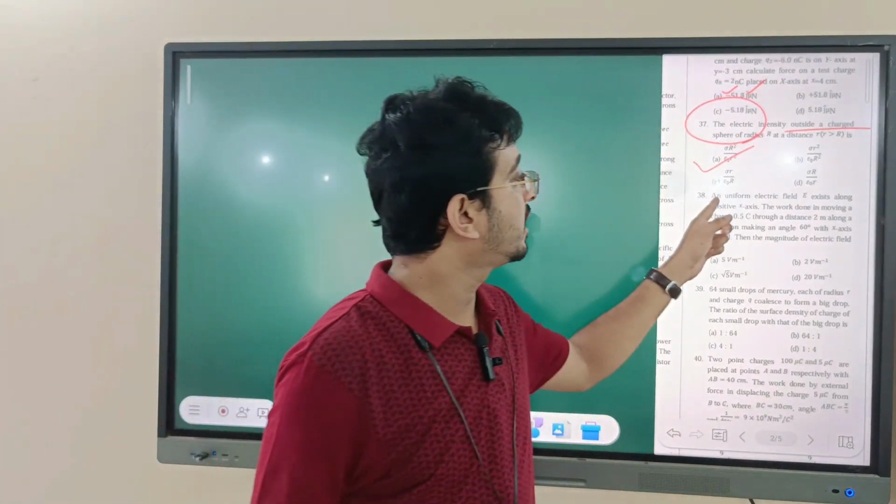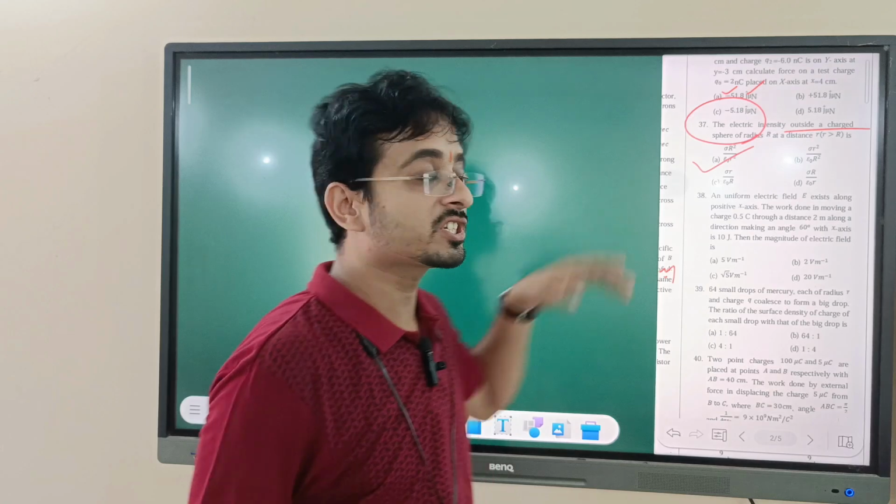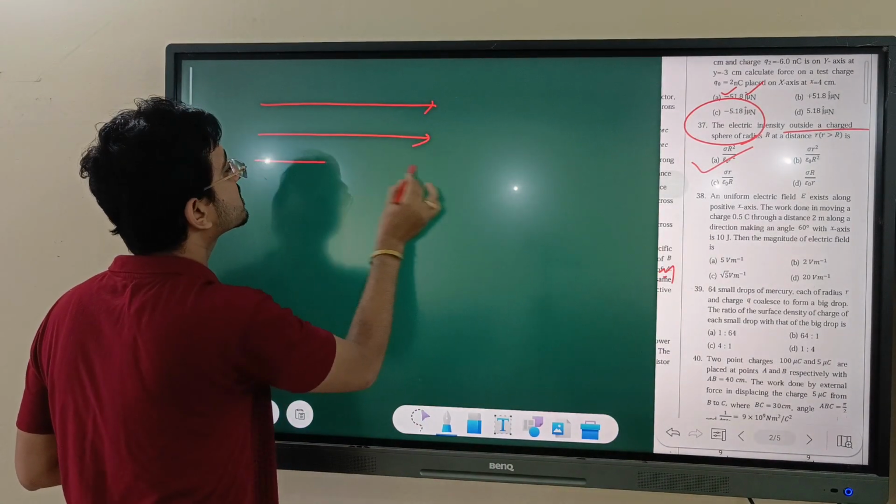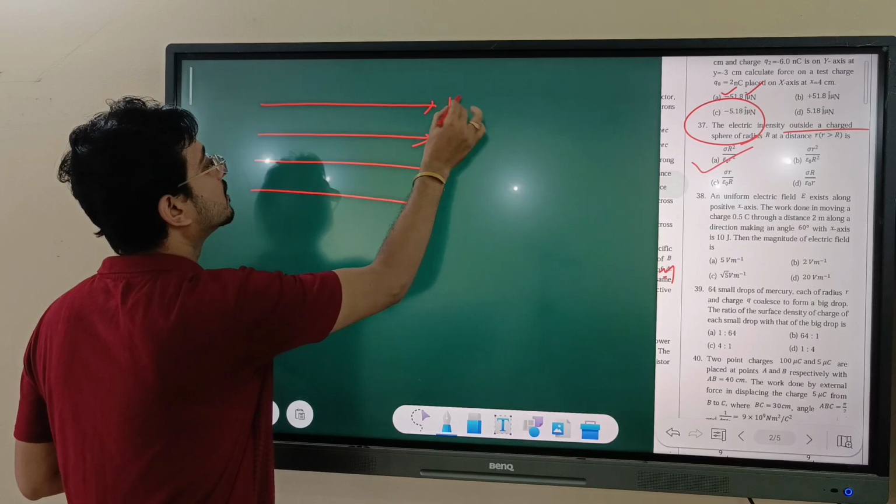Here it is given, a uniform electric field E exists along the positive x-axis. My electric field is going in the positive x-axis. This is the direction of my electric field.